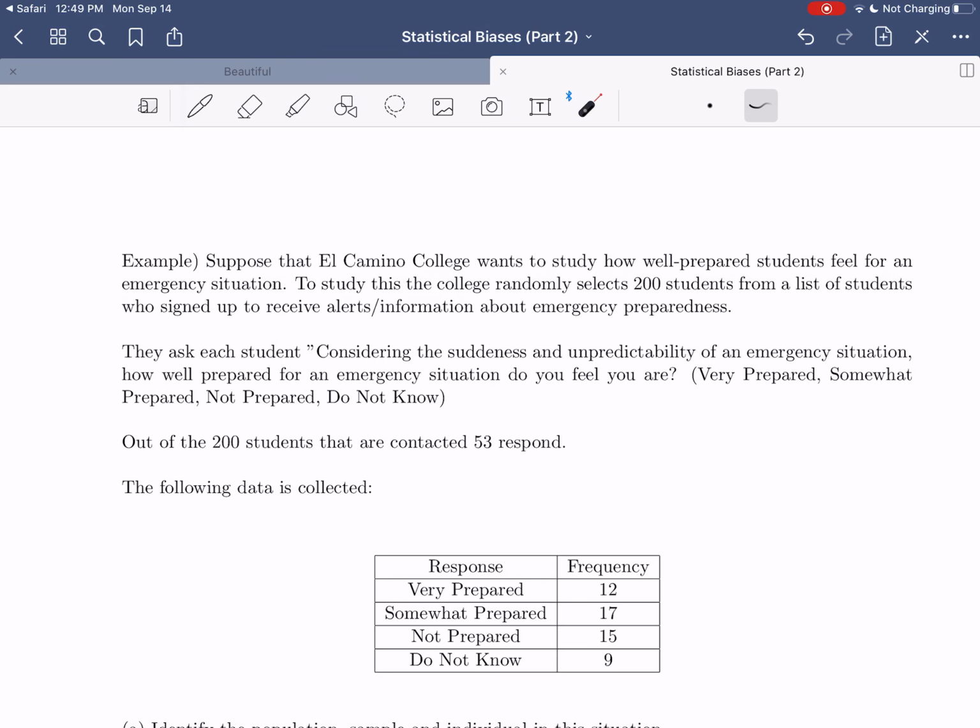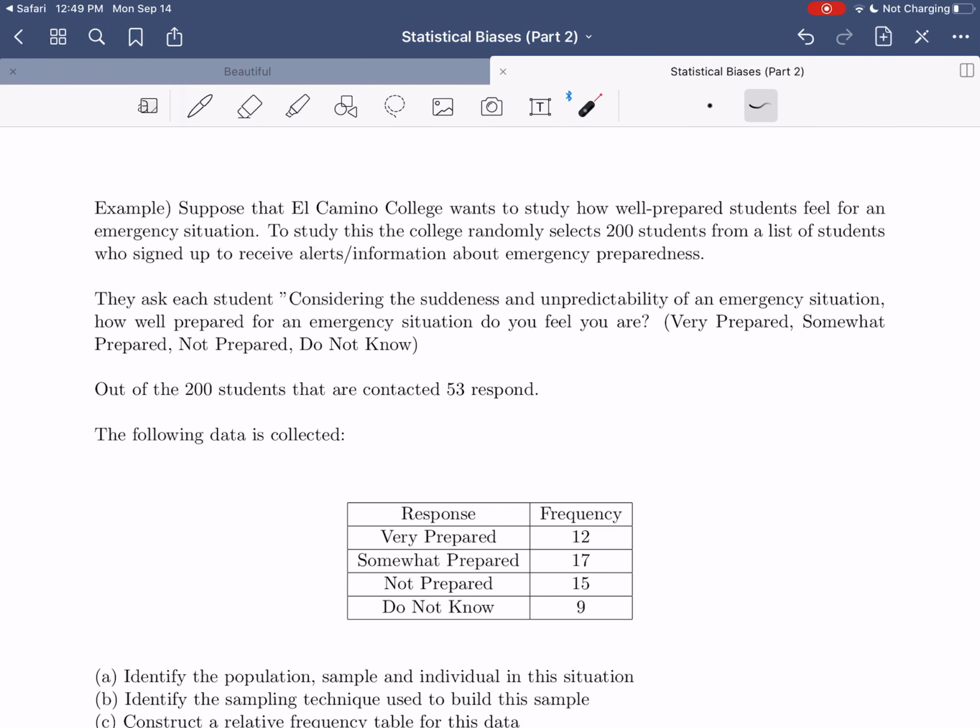For our first example, we're going to suppose that El Camino College wants to study how well prepared students feel for an emergency situation. To study this, the college randomly selects 200 students from a list of students who have signed up to receive alerts or information about emergency preparedness.